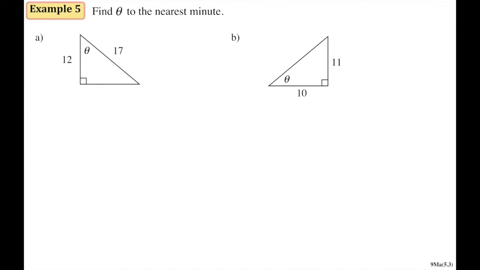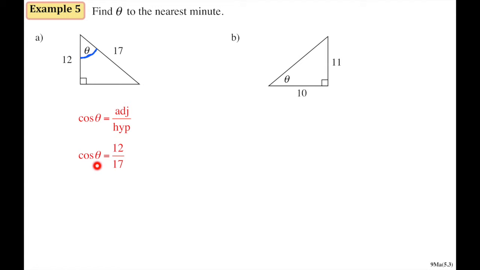Now we want to find the angle to the nearest minute. But in this case, we've got to figure out what's going on with our labels. So I'm using the angle here. If I label my sides, which side is 12 and which side is 17? Well, I know 17 is the hypotenuse. It's the longest side. 12 is next to my angle, so it's adjacent. So cos theta equals adjacent over hypotenuse, SOHCAHTOA. So cos theta equals 12 over 17, because 12 is the adjacent side, 17 is the hypotenuse.